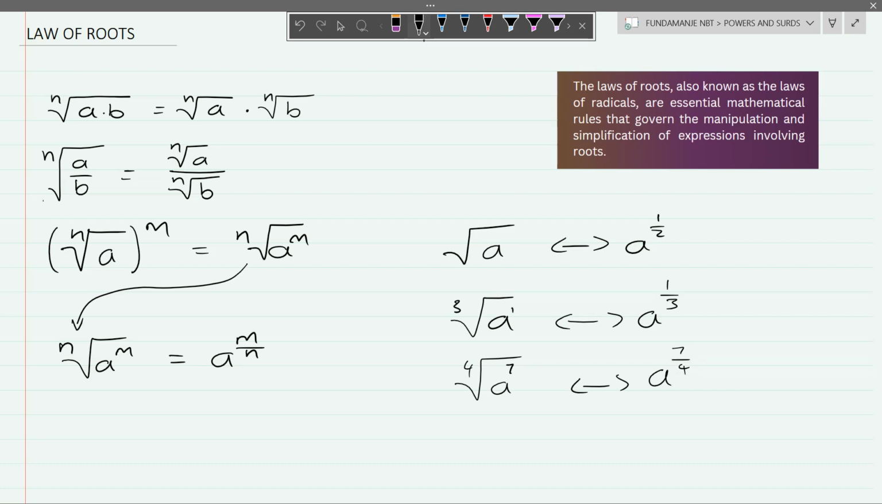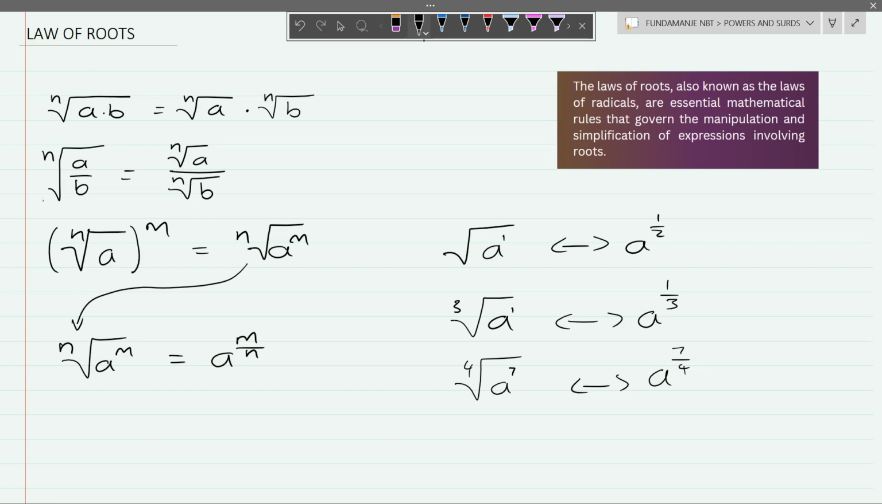So here the power of a was 1, that's why it was 1 over 2 and then 1 over 3. But in this case, if the power of a is a number greater than 1, we still apply the same rule by dividing that power by the nth type of the root that we currently have.